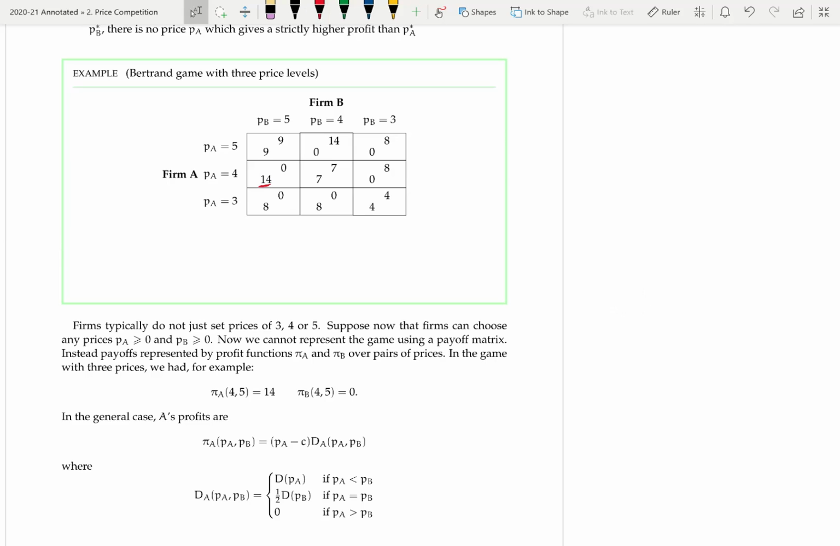What if firm B chooses a price of 4? Well, then the highest number here is 8. And if firm B chooses a price of 3, then the highest number here is 4. So firm A should choose a price of 3.